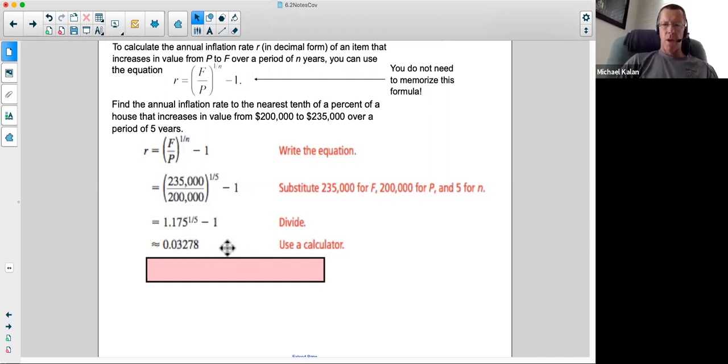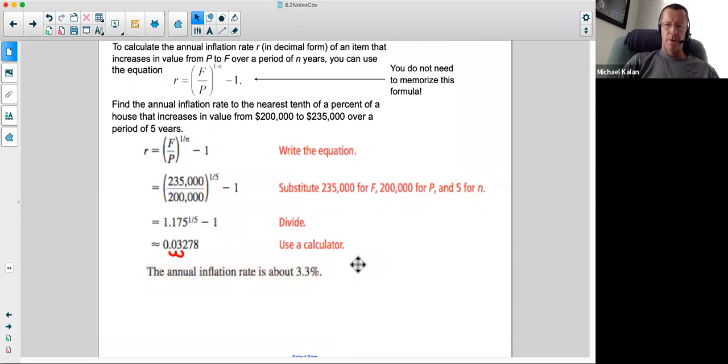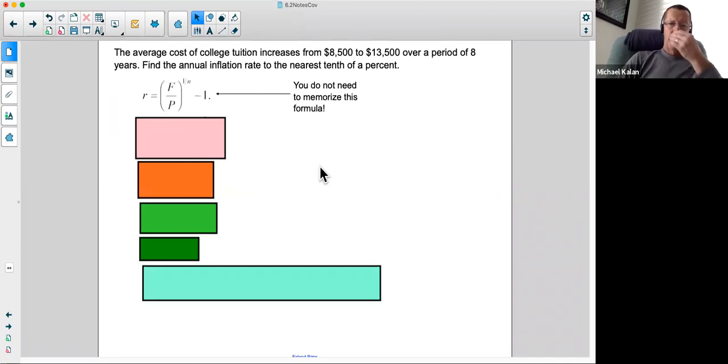All right, so what would the percent be? What do you have to do to convert that to a percent? Move the decimal over twice, right? And so what's our answer? And I think they asked us to the nearest tenth. So what would that be? It's 3.278. So that becomes 3.3%.